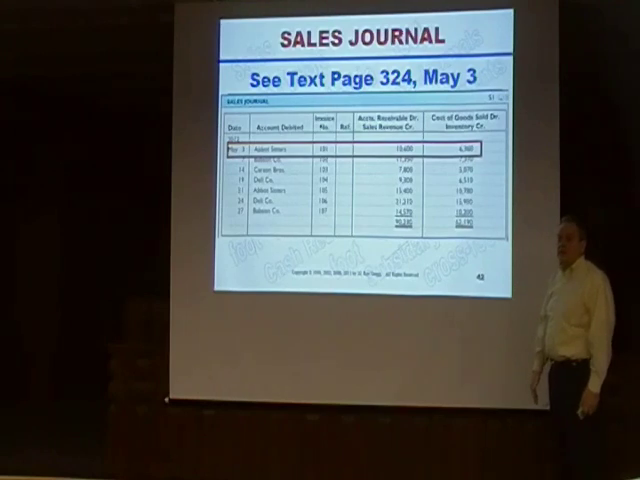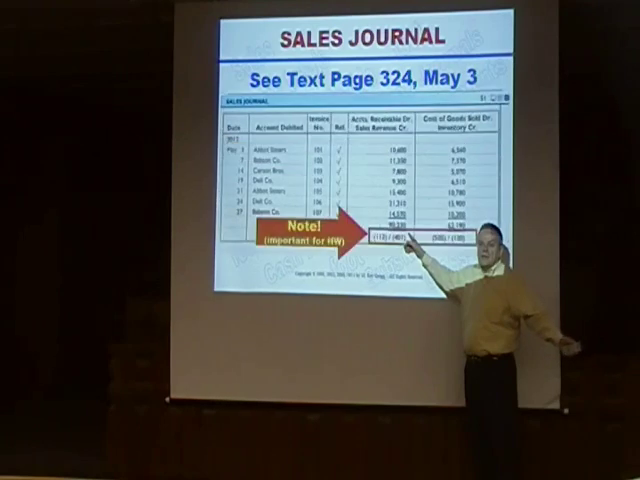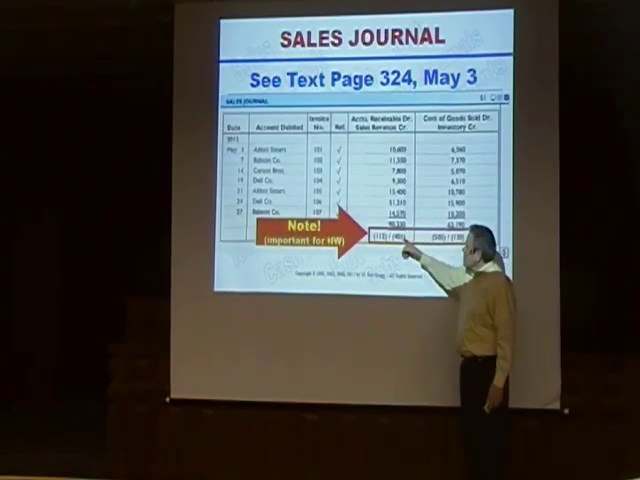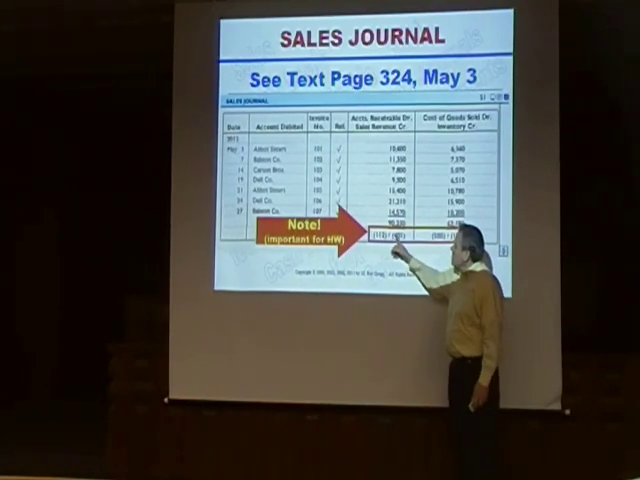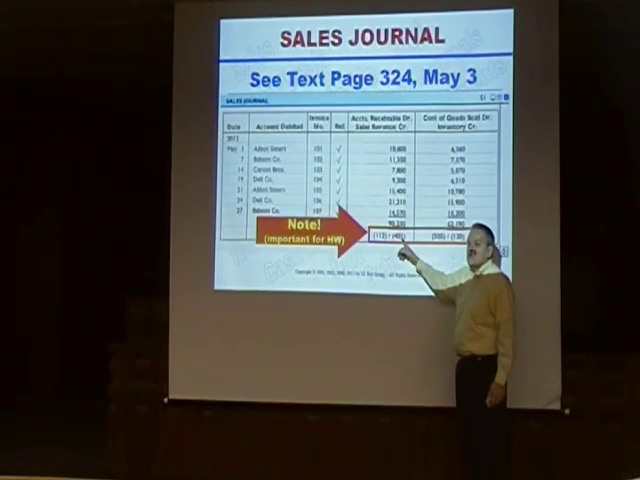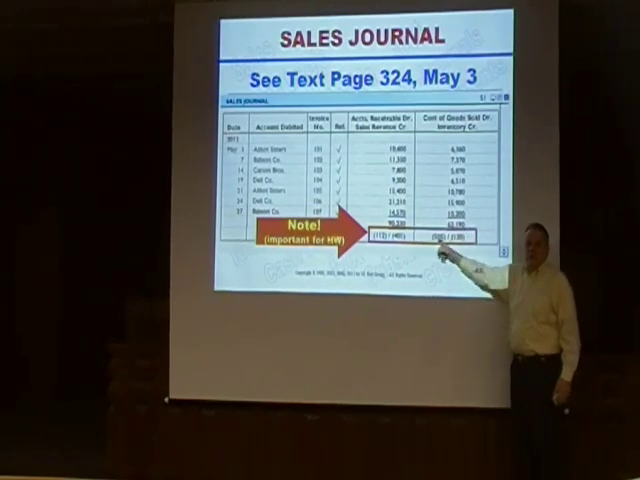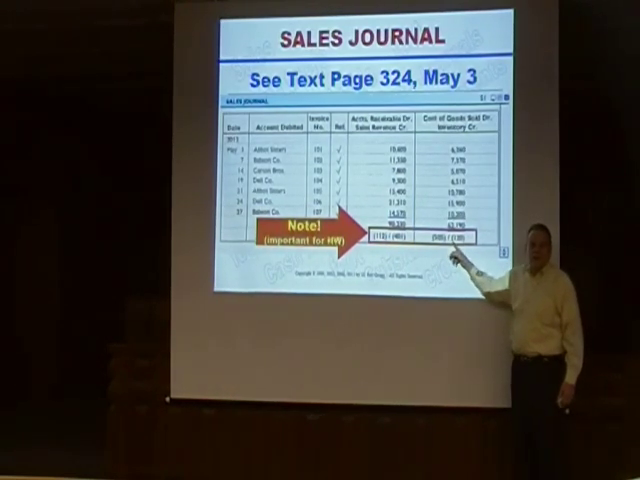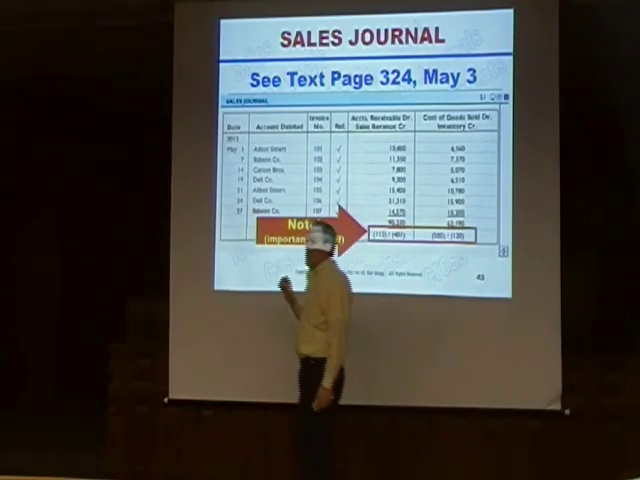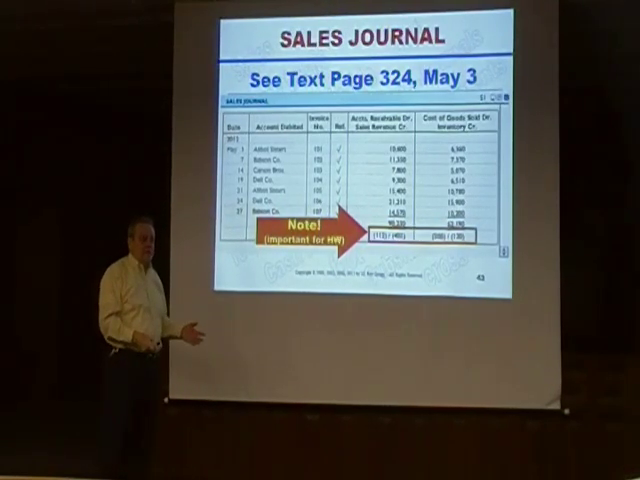Sum the columns at the end of the month. Post this column twice as a debit to accounts receivable and as a credit to sales. And when you post the column total, indicate the two account numbers for the accounts to which you posted, accounts receivable and sales. At the end of the month, sum this column and post it twice. Once is a debit to cost of goods sold and once is a credit to inventory. That's going to save a lot of time posting. The greatest time saving occurs posting.